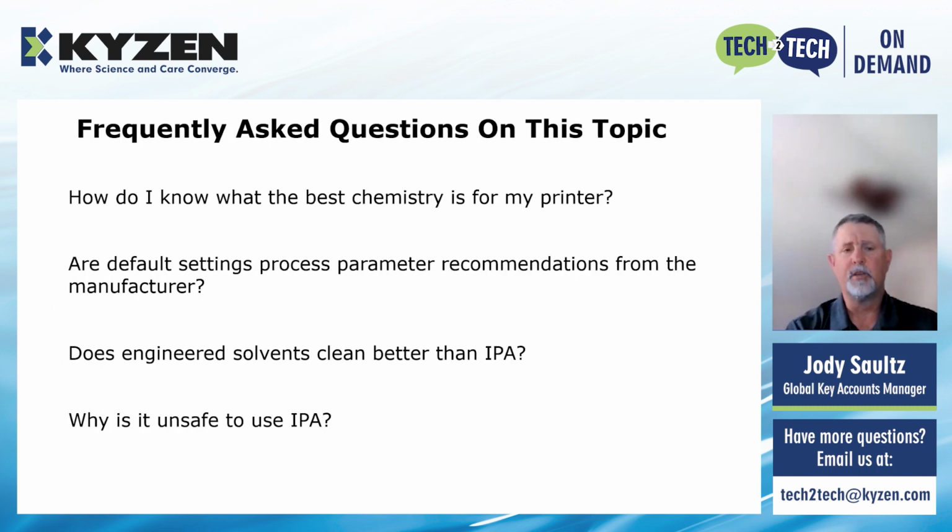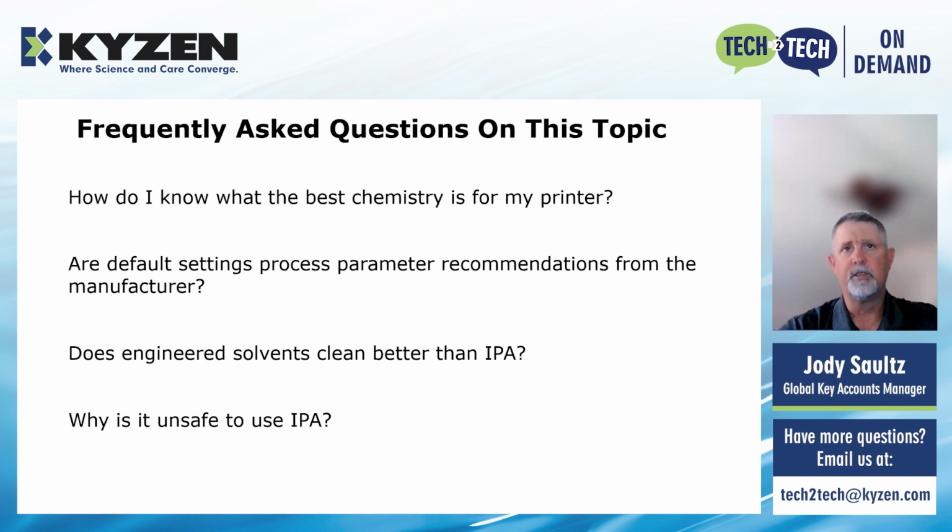Just some of the frequently asked questions. How do I know what the best chemistry is for my printer? Well, I can tell you alcohol definitely is not the best one, and it's really not recommended by any printer manufacturer out there that I know. The first step to finding out the best chemistry is to get with your chemistry suppliers, let them know what that paste is, and then they can send you in the right direction. But like I said, alcohol is not the answer.